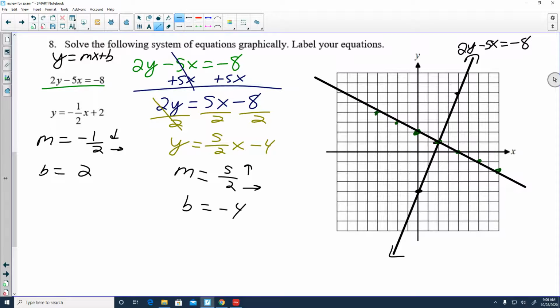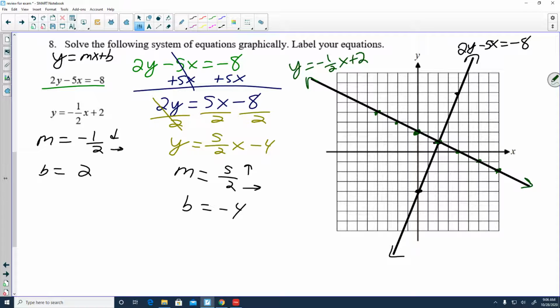Then we're going to connect our points with a line, and label it. Okay? Remember, the solution is where our graphs intersect. So right here, 2, comma 1. So ladies and gentlemen, that's number 8.